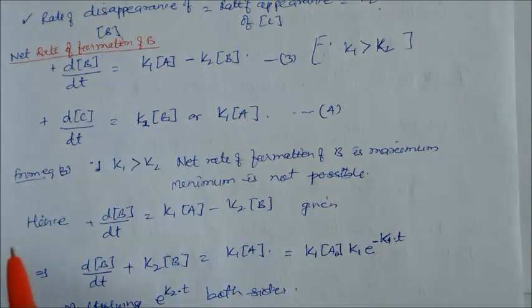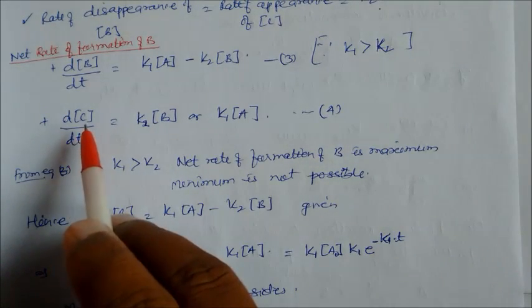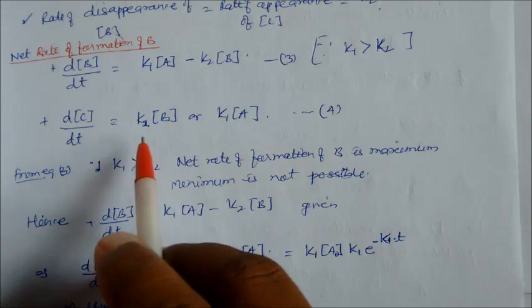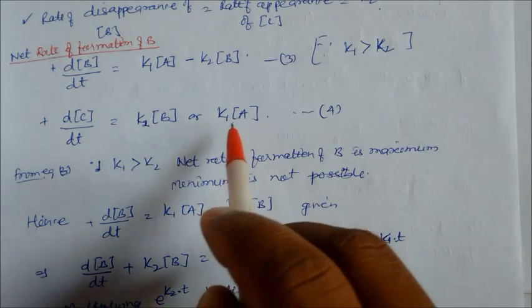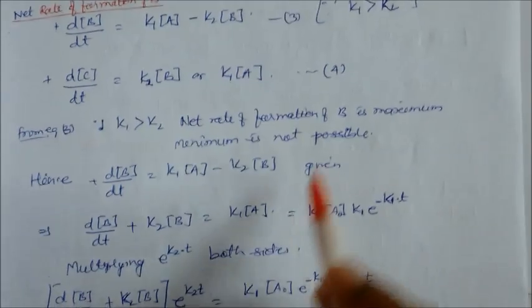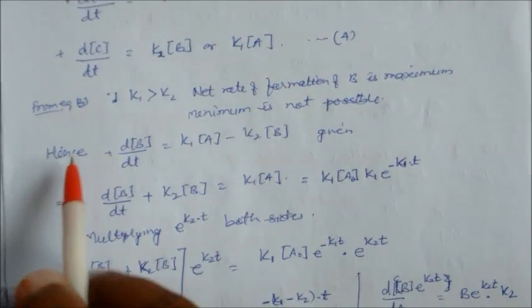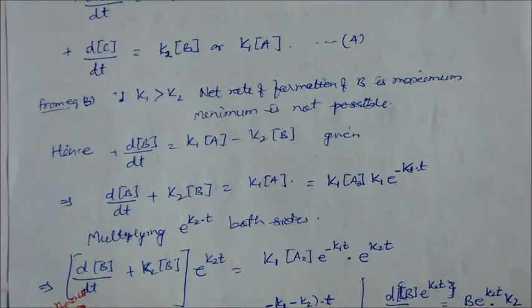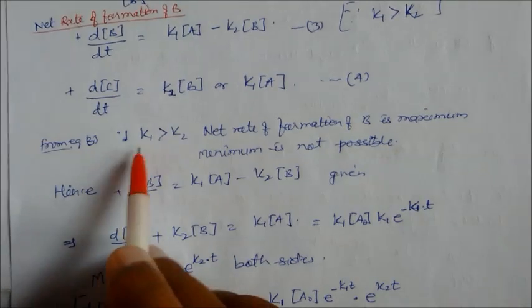So that's why this is written. And similarly, we can add the rate of formation of C, that is dC/dt is equal to K2 into B or K1 into A. This is the fourth equation. Now from equation 3, K1 is greater than K2.